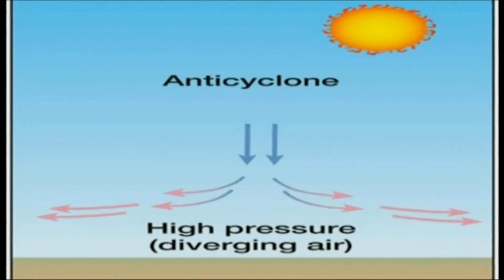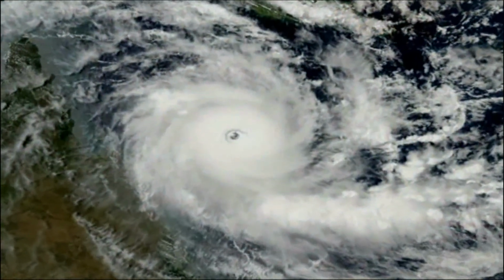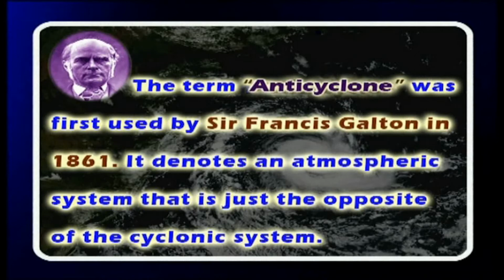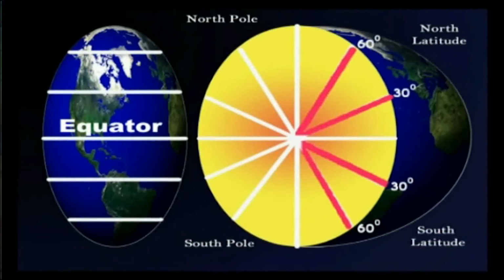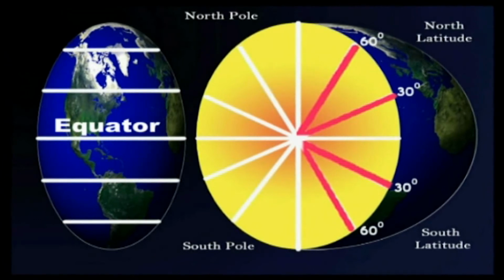Extratropical anticyclones. Anticyclones in the temperate regions play a much less important role in the weather. The term anticyclone was first used by Sir Francis Galton in 1861. It denotes an atmospheric system that is just the opposite of the cyclonic system. However, anticyclones form one of the most important factors in weather forecasting. All the important anticyclones are found over the oceans in the vicinity of 30 degrees north and south latitudes.